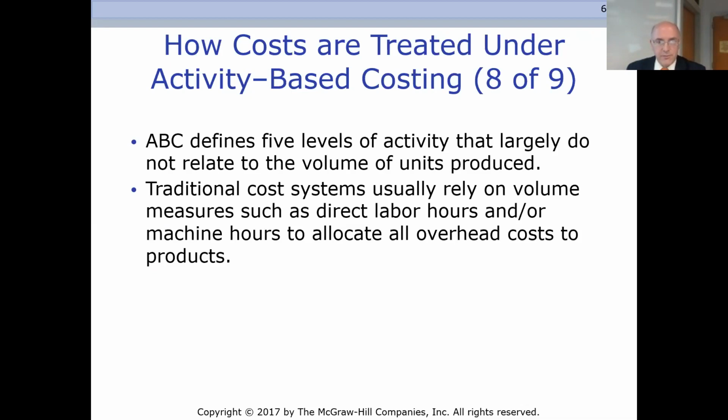Activity-based costing defines 5 levels of activity that largely do not relate to the volume of units produced. If there's some kind of a cost that's not directly related to volume, what kind of cost might that be? Did you say fixed cost? I thought I heard you say fixed. Yes, fixed cost. Sometimes my ears deceive me. Traditional cost systems usually rely on volume measures such as direct labor hour and or machine hours. Those are cost drivers to allocate overhead costs.